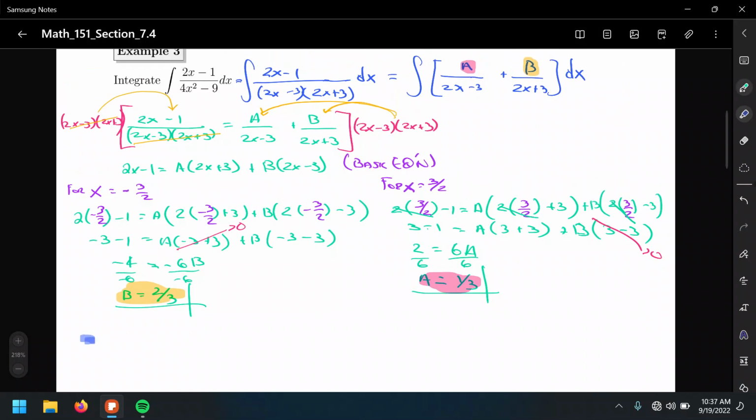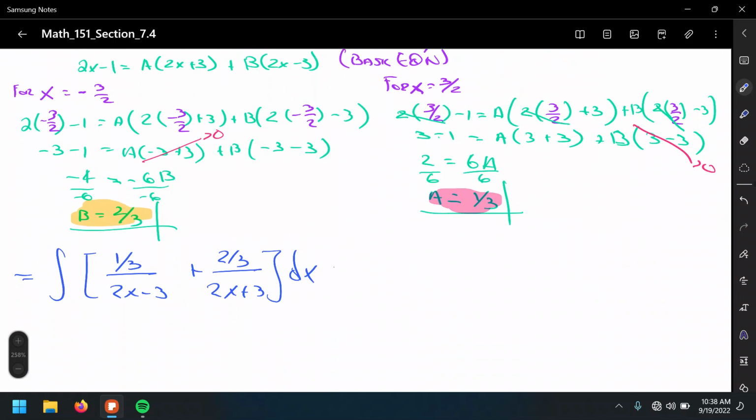So that's going to be the integral of a, which is 1/3 over 2x minus 3, plus b, which is 2/3 over 2x plus 3, with respect to x. So let's focus on the integral. And in a very similar way, how about we take out the constants and we write as individual integrals. That's 1/3 integral of dx over 2x minus 3 plus 2/3 integral of dx over 2x plus 3.